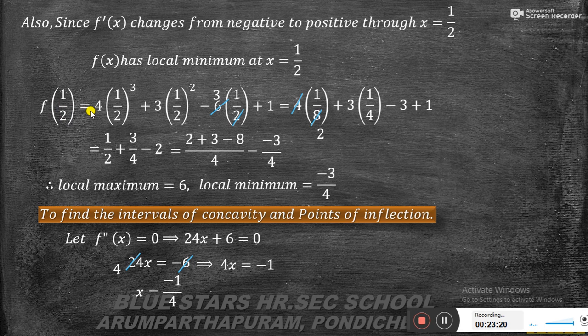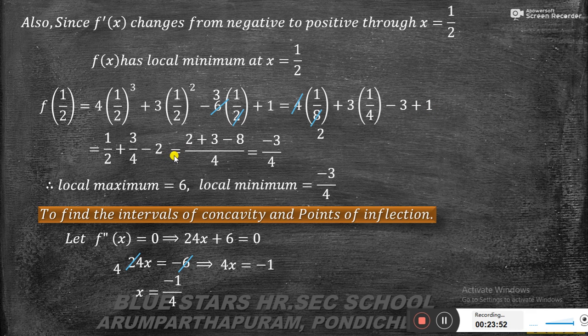So f of 1 by 2 equals 4 into 1 by 2 whole power 3 plus 3 into 1 by 2 whole square minus 6 into 1 by 2 plus 1. Now 4 into 1 by 2 whole cube means 1 by 8, plus 3 into 1 by 2 whole square means 3 by 4, minus 6 into 1 by 2 plus 1. Now we cancel: 6 divided by 2 gives minus 3, so minus 3 plus 1. In the next step 4 and 8 cancel, so 1 by 2 plus 3 by 4, and minus 3 plus 1 is minus 2.